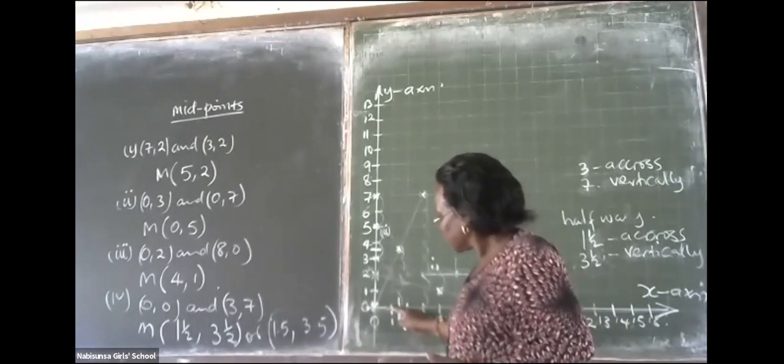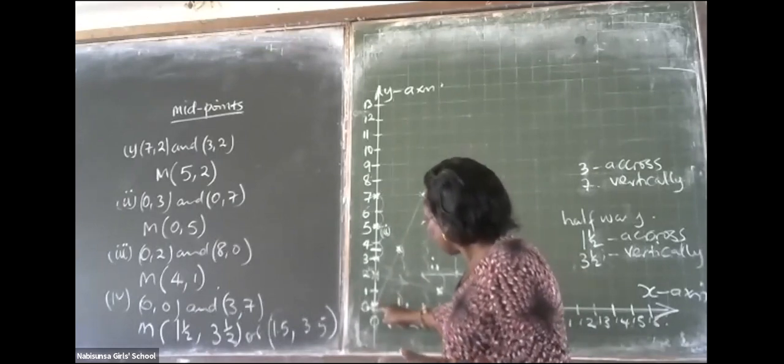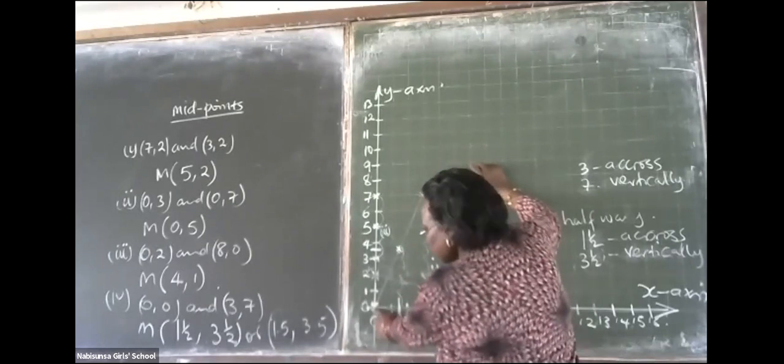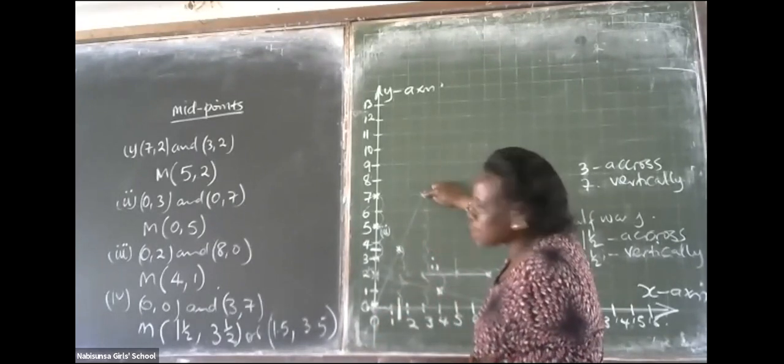Frankly, you are asking whether we must get 7 vertical steps. We are looking at the starting point and the ending point. The starting point is 0, 0. The ending point is 3, 7.